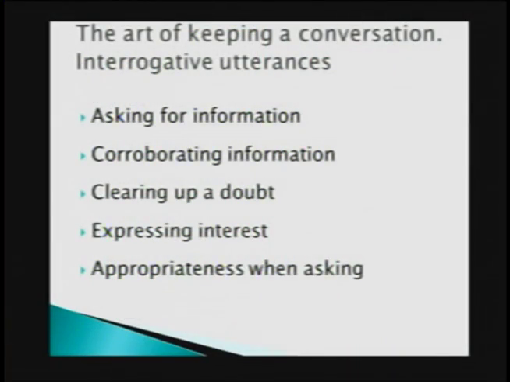So the art of keeping a conversation going. We're going to use a number of interrogative sentences or utterances. And once again, the most important meaning, as we were able to see in previous lessons, is asking for information. And around that central meaning, that is when you want to get information, you have others. You corroborate information. You're not very sure about something, so you need to corroborate. You need to confirm that information. Sometimes when you're asking for information, you want to clear up a doubt because you want to get more, you want to be certain about something, and you're expressing doubt in that moment.